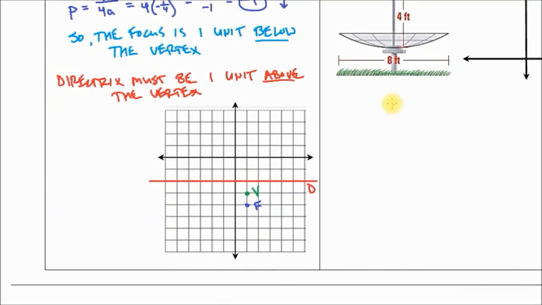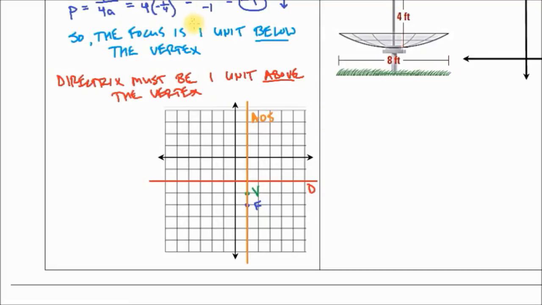Well, the axis of symmetry goes directly through the vertex. Let's pick a different color here, and let's label the axis of symmetry. It's going to go straight through the vertex, and of course in this case straight through the focus. And we'll label that as axis of symmetry.